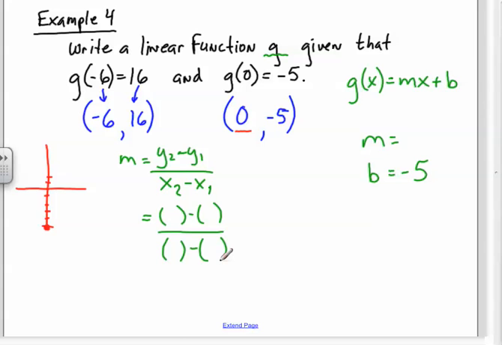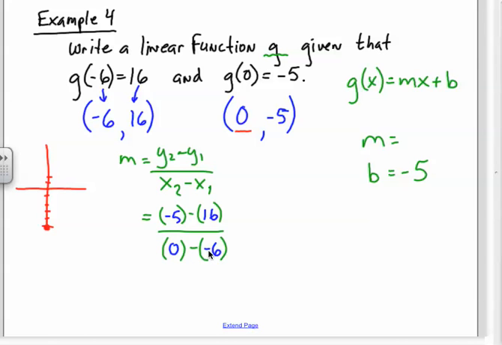And like I told you guys earlier, I usually go from the right one to the left one. So I'm going to do negative 5 minus 16 and 0 minus negative 6. Now, do you see why I put it in parentheses here? Because I don't want to confuse this negative with this negative.